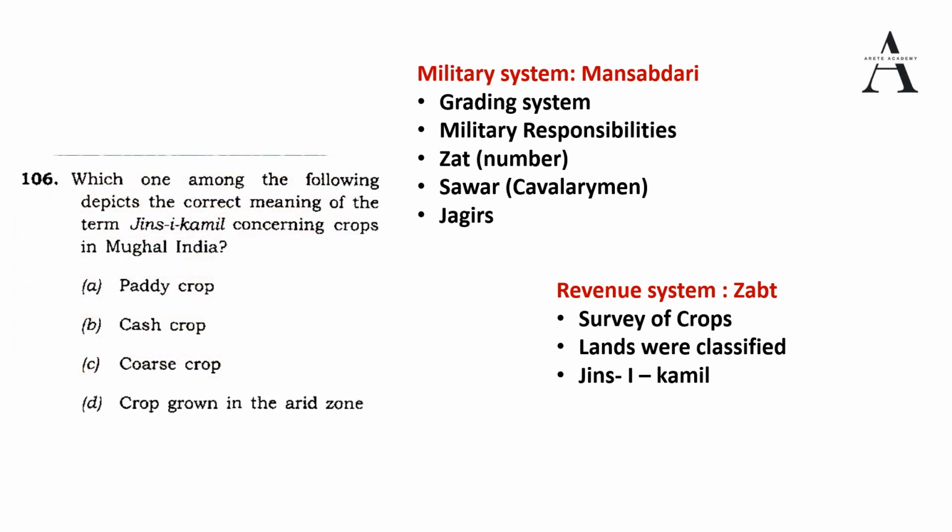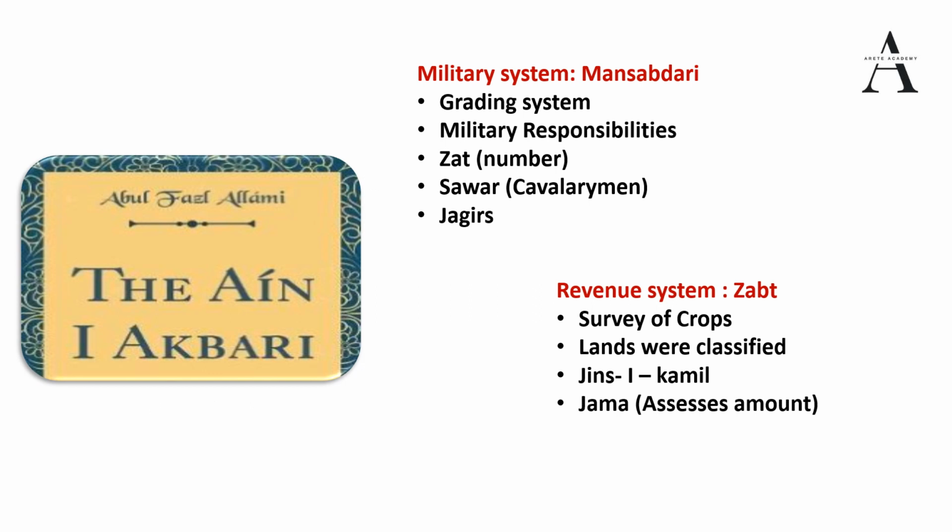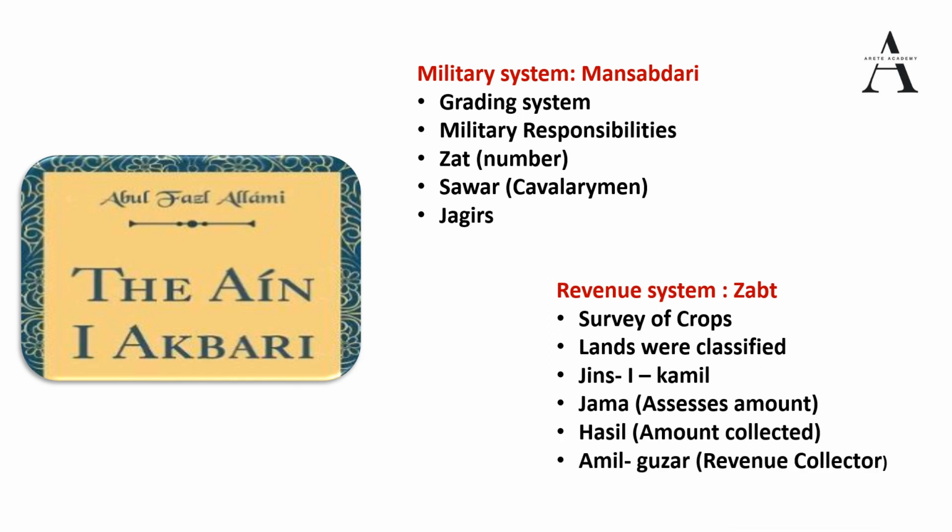UPSC has already asked this question: which one among the following depicts the correct meaning of the term jinse kamil concerning crops in Mughal India? That is cash crops, which at that time were cotton and sugarcane. Next we have Jama. Whatever amount was assessed was known as the Jama, and the amount which was finally collected was known as Hasil. Okay. Amil Guzar was the person, remember it, who was responsible for revenue collection. Okay, so this is it with respect to the revenue system and military system.